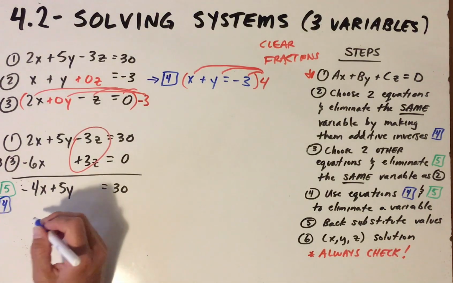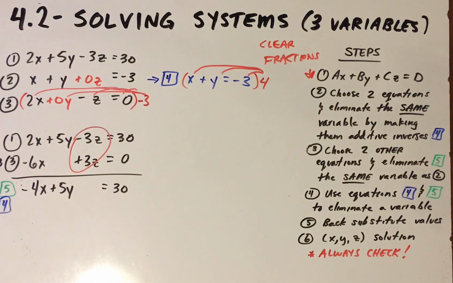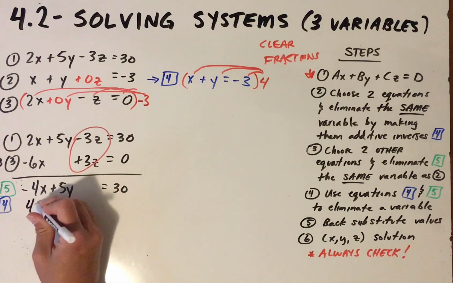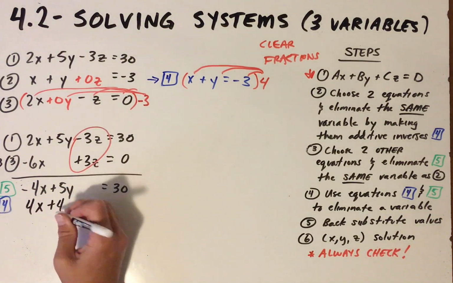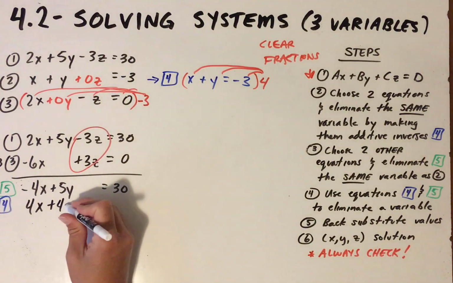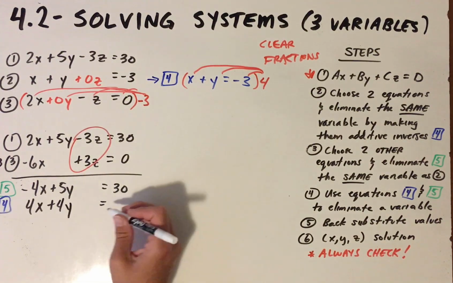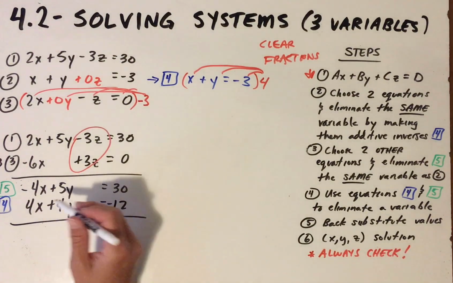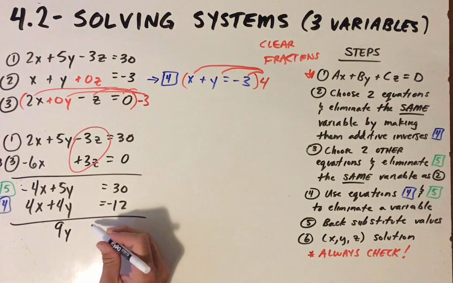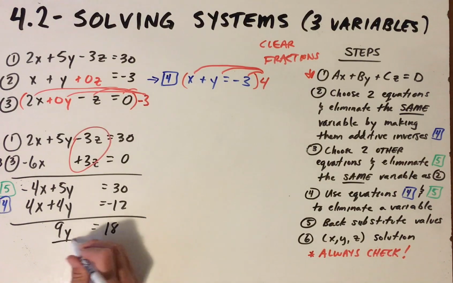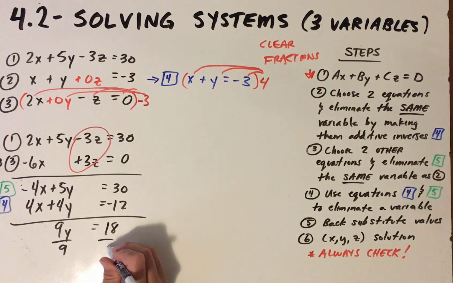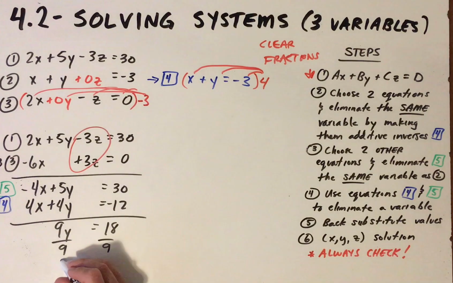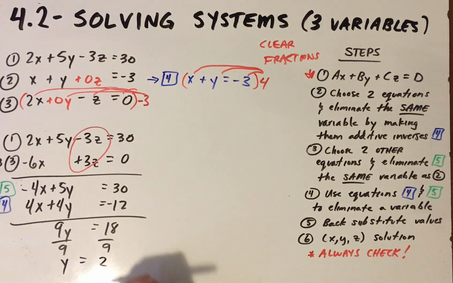Okay, so my new equation 4 down here has been multiplied by 4. So 4 times equation 4 is going to give me a 4x plus a 4y is equal to a negative 12. All right, well, these sum to 0, and I'm going to get 9y is equal to 18. Divide by 9, and y is 2. Hallelujah, I've got one value.